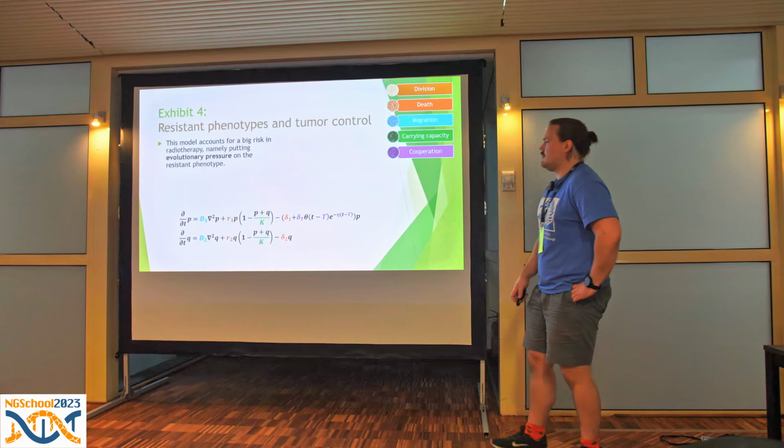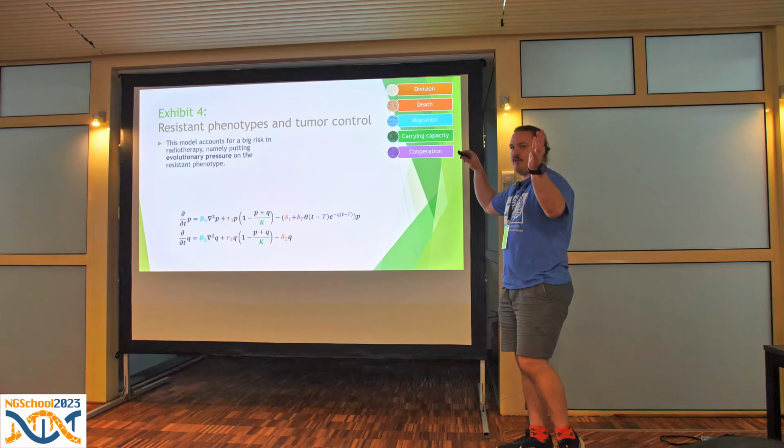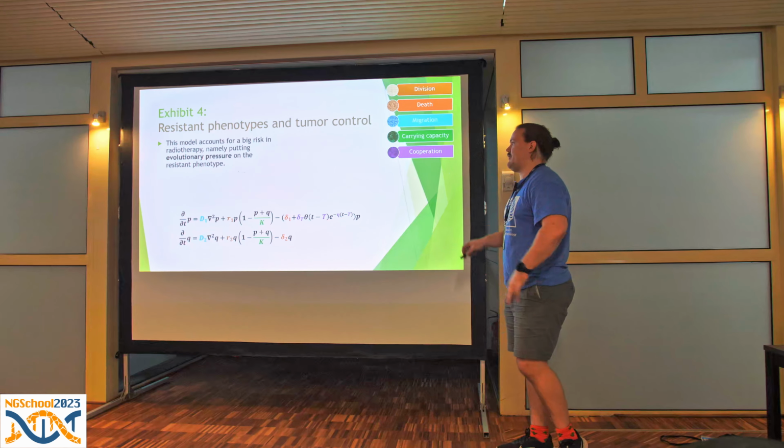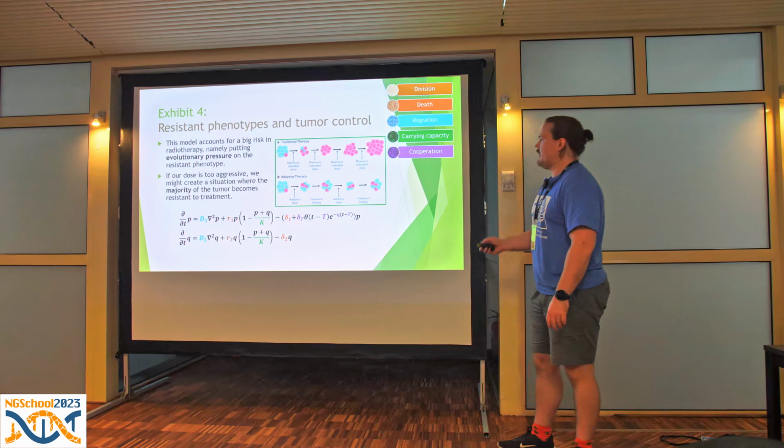Because you can put evolutionary pressure on the tumor to focus on the resistant phenotype. So if our dose is too aggressive, something like this can happen.